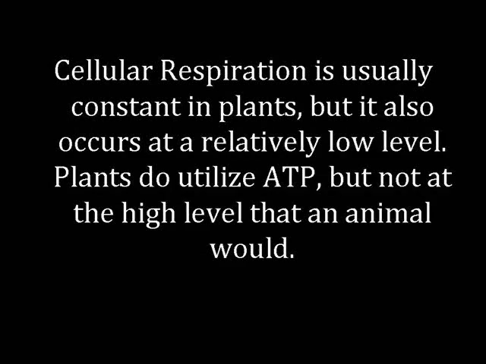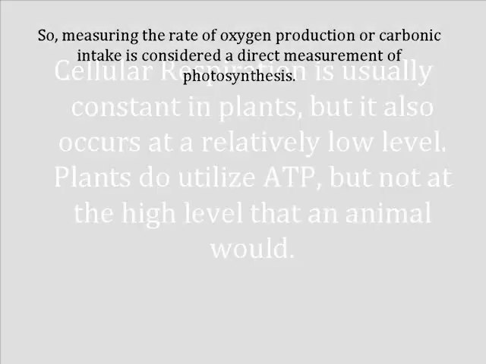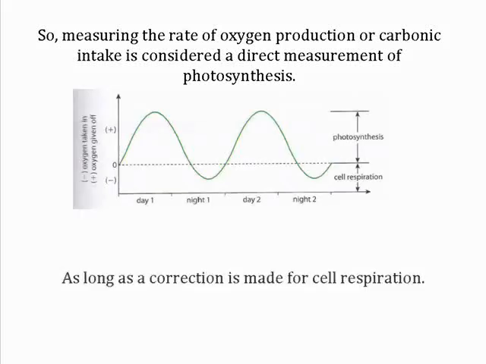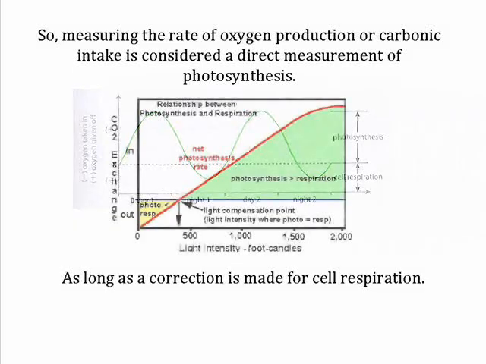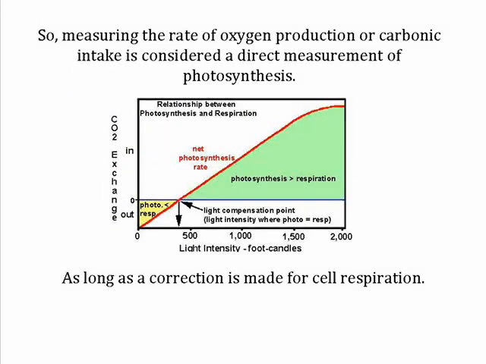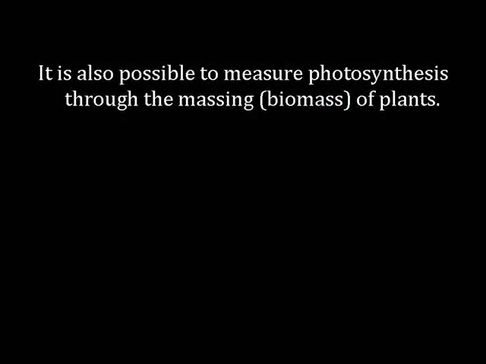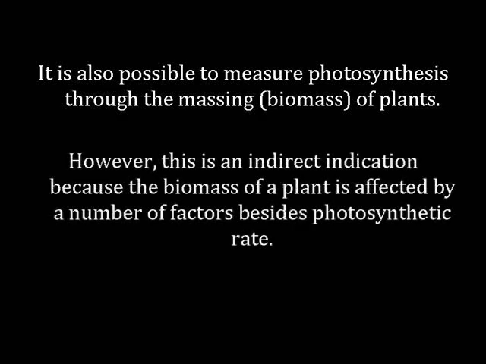Plants do utilize ATP, but not at the high level that an animal would. So, measuring the rate of oxygen production or carbon dioxide intake is considered a direct measurement of photosynthesis, as long as the correction is made for cellular respiration. It is also possible to measure photosynthesis through the massing or biomass of plants. However, this is an indirect indication because the biomass of a plant is affected by a number of factors besides photosynthetic rate.